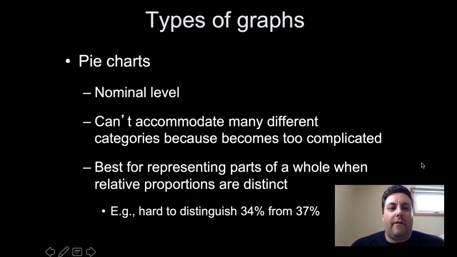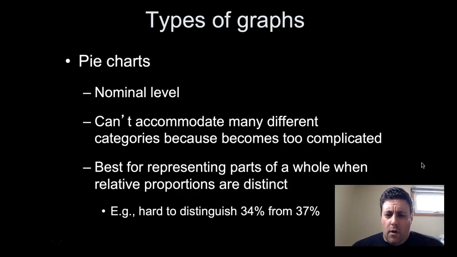Another type of graph is a pie chart. You've probably seen pie charts before. Pie charts are useful when you've got data at the nominal level as well. If you get too many categories, it gets pretty complicated. I find that pie charts are best when the proportions are fairly distinct and fairly large, and there's a fairly small number of groups. For example, it's pretty hard to distinguish 34% from 37%. But on the other hand, it would be pretty easy to distinguish, say, 10% from 50%.